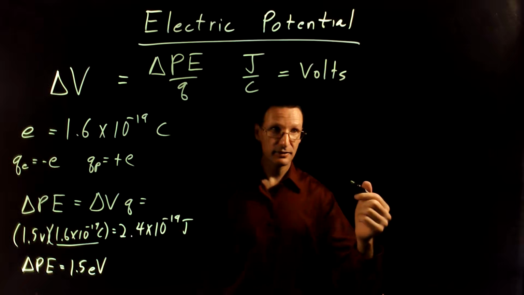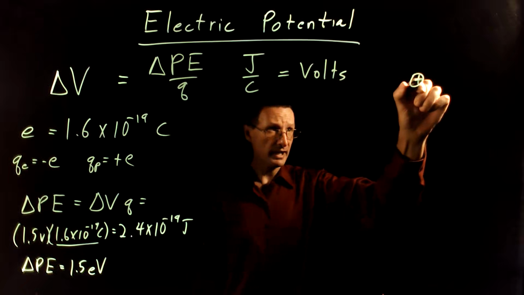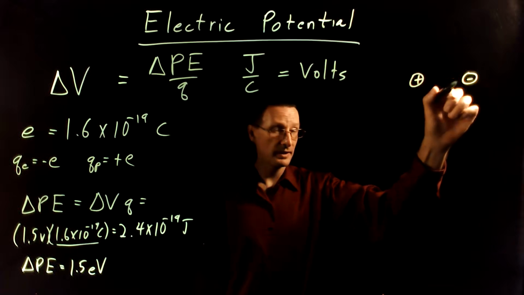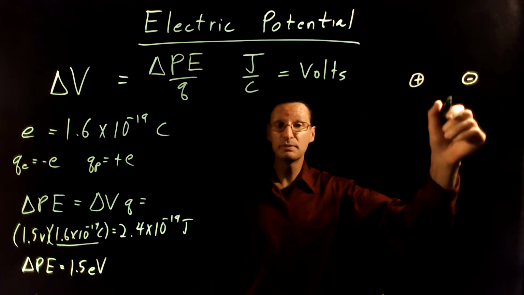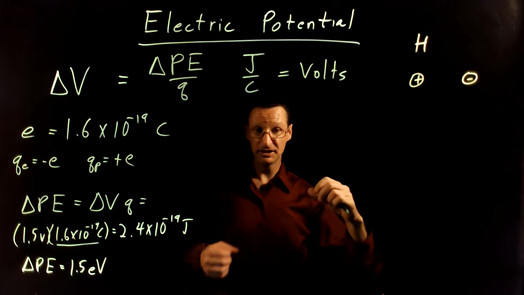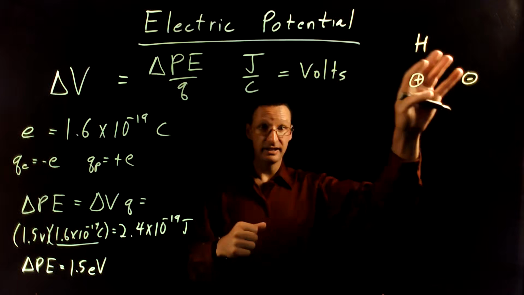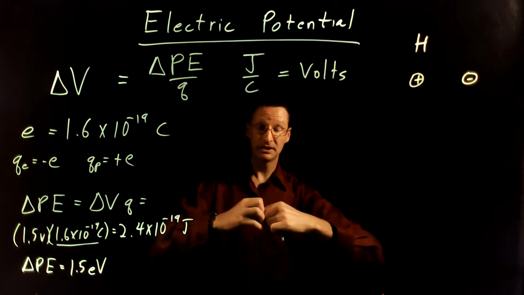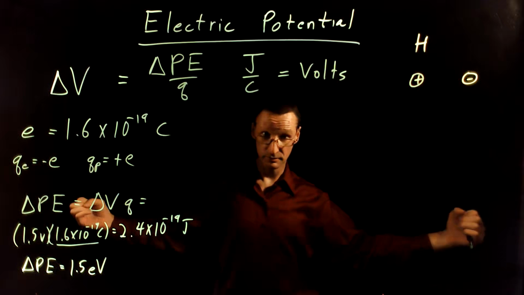Let's ask a slightly different question. If we have a proton and an electron, which is, by the way, the simplest atom you can have, right? This is a hydrogen atom. How much energy is stored in this electrically? Or in other words, how much energy does it take to rip these two apart?